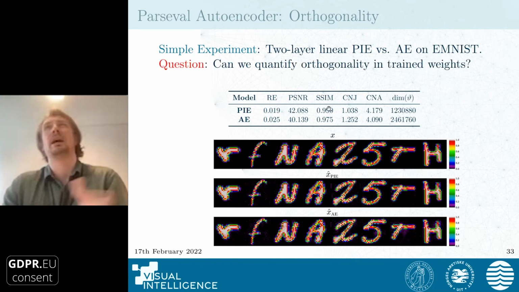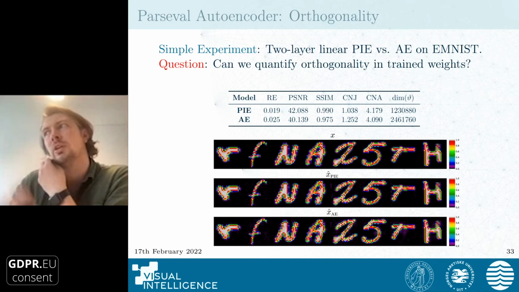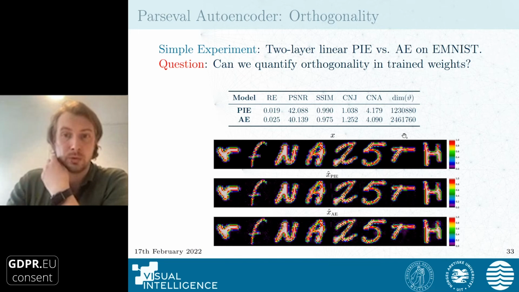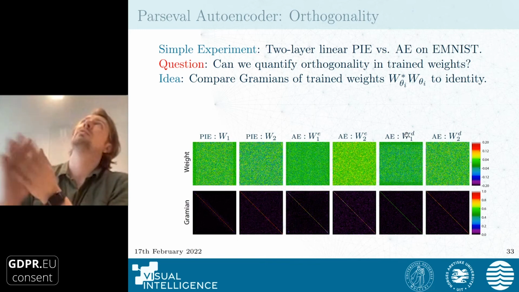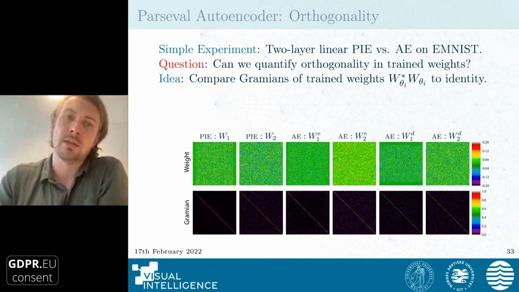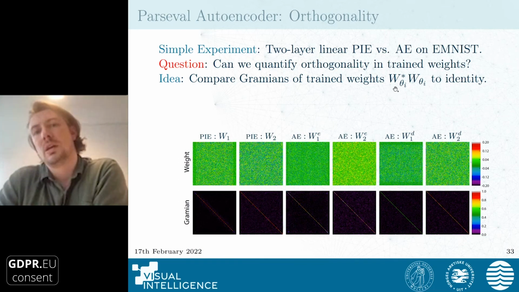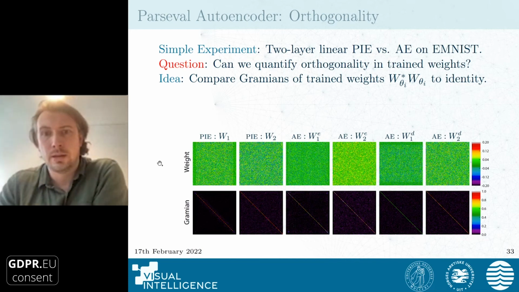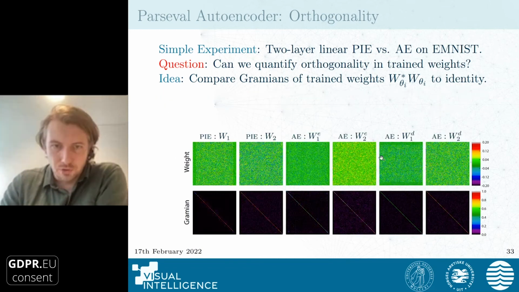So the question is, is this pseudo-invertible or semi-unitary, unitary, orthogonal property retained when we train our network like this? We had some different ideas of how to quantify this, and one idea was to compare the Gramians, meaning the self-adjoints of the weights, to identity, which aligns with the Parseval objective as well. However, we see the results here.